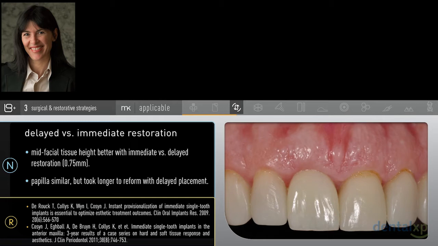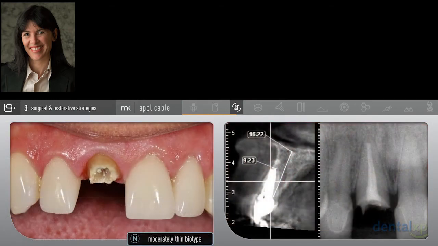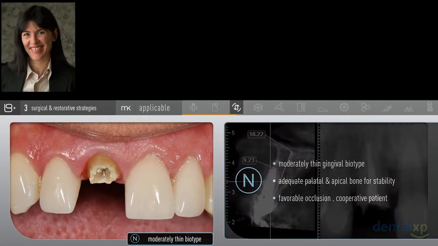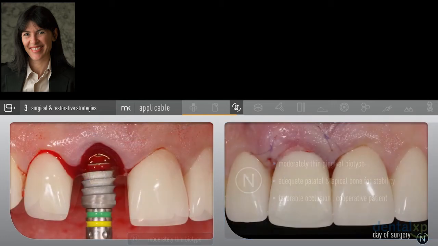And again, more and more of our literature validates that we're able to create very stable and good treatment outcomes, even as I start to move into less favorable biotypes. So this is almost falling into the realm of what our literature says is getting risky: a little more triangular shaped tooth and a little thinner biotype. But radiographically, we knew that there was good bone volume to extract and place the implant. I have a patient who's cooperative and I think will control their function in this area.